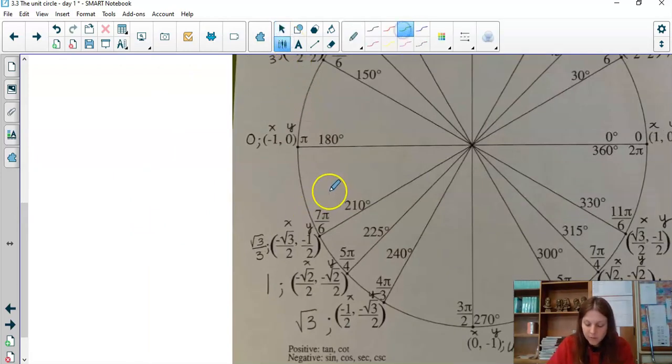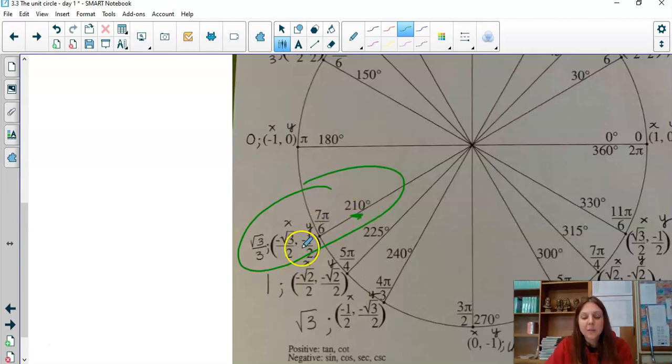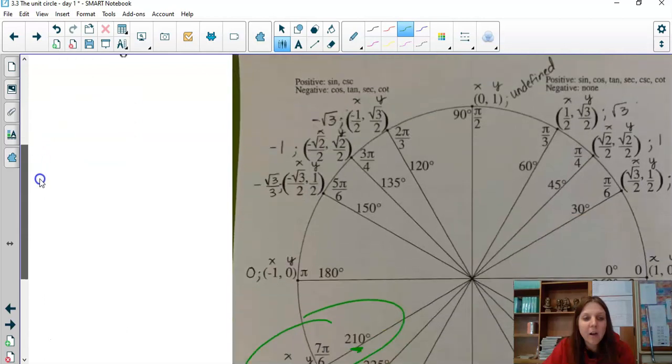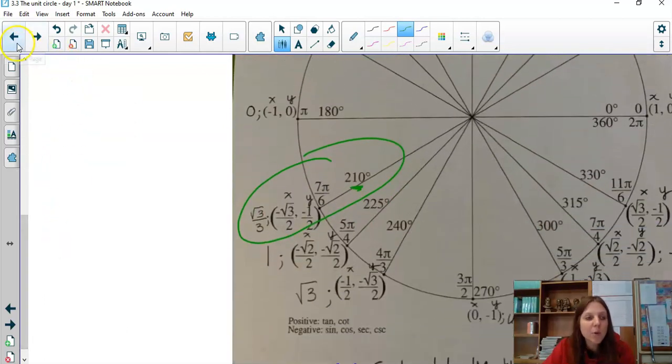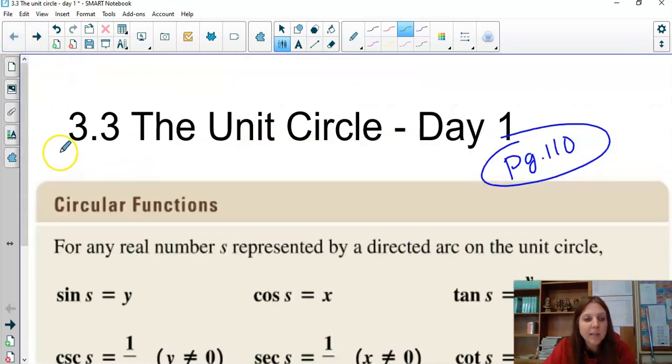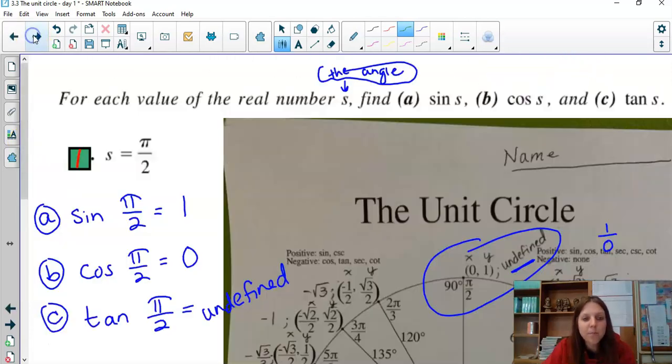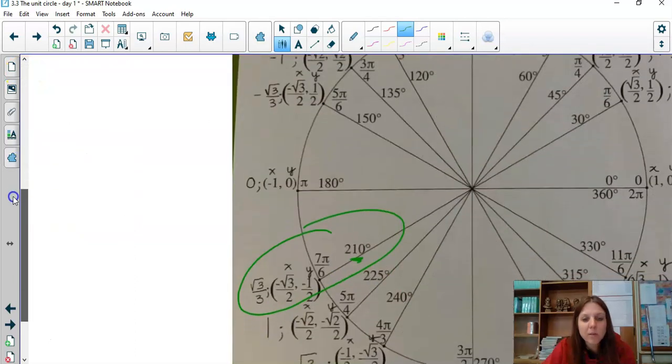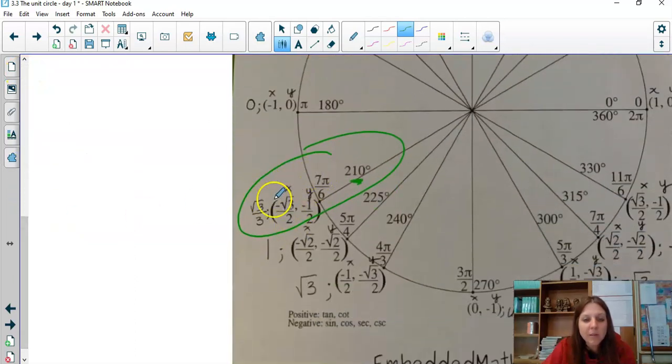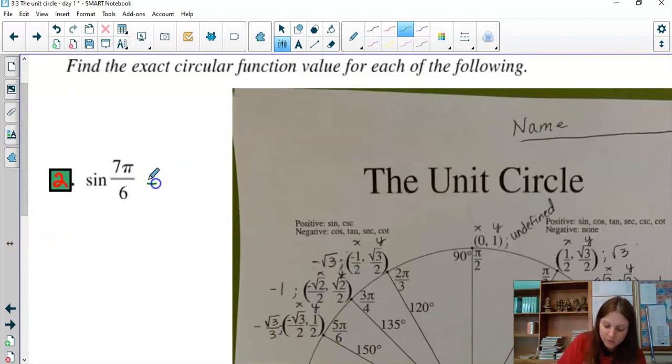Okay, so I'm going to circle it. It is also known as 210 degrees. Okay, so what I'm looking for is the sine of 7 pi over 6. So I'm going to look back at my chart. It says that the sine is always the y value. So let's look at 7 pi over 6. The x was the negative root 3 over 2, and the y is negative 1/2. So the sine equals negative 1/2.